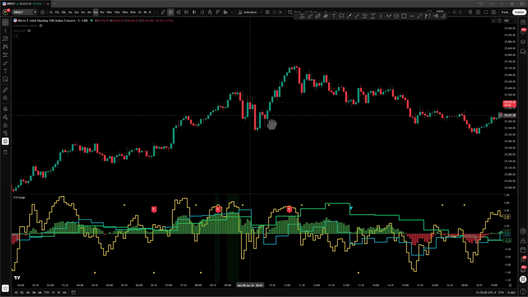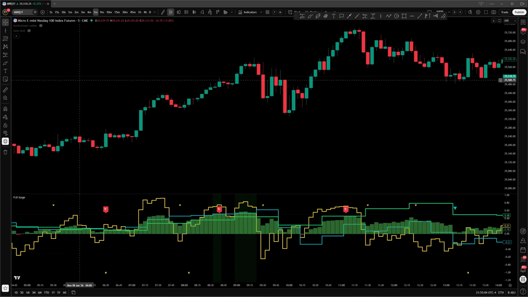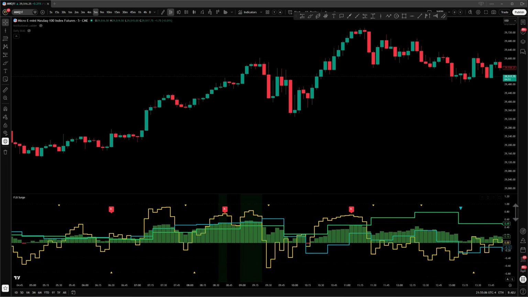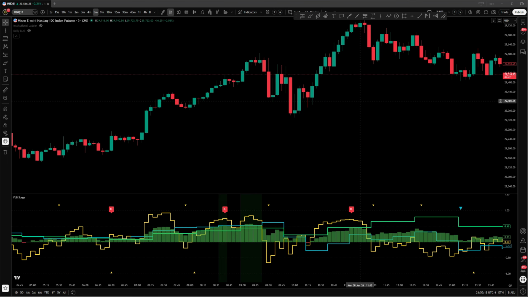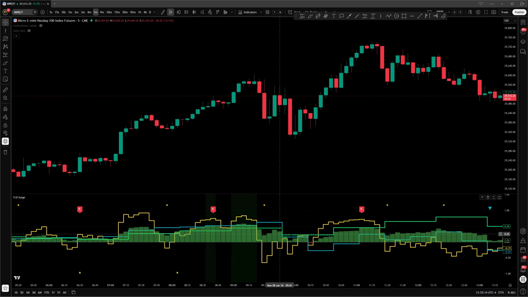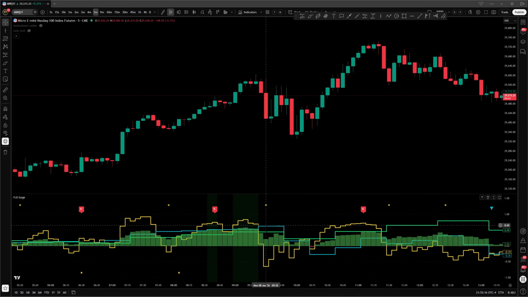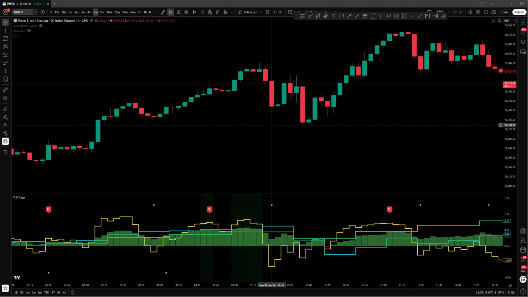So what you want to look for in Surge is, I'm on a 5-minute chart right here. You can use whatever chart you want. You're going to get smaller moves if you use smaller time frames, or bigger ones if you use higher time frames. So anyways, let's look at what actually happened.